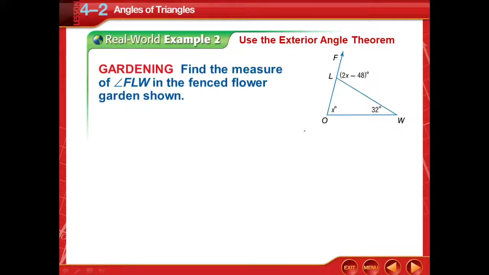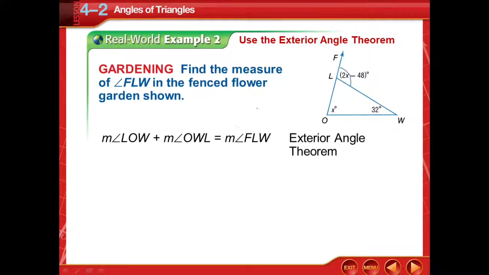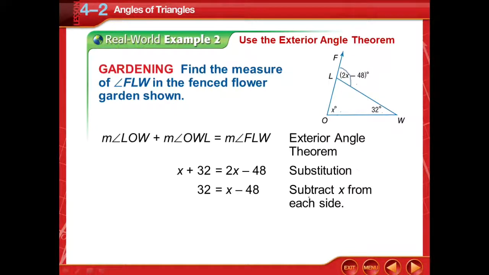So here is an example that uses algebra. If I want to find the measure of angle FLW, which is right here, and I only have x's and variables, I can't figure out what this angle is to make a linear pair. I simply set the 2 remote interior angles equal to the exterior angle. So I would get x plus 32 equals 2x minus 48. Now I solve. I'm going to subtract x from each side, and then I'm going to add 48, and I get that x is equal to 80.